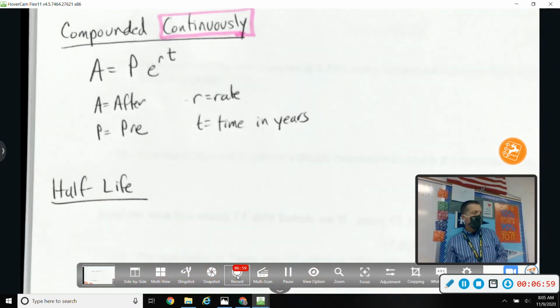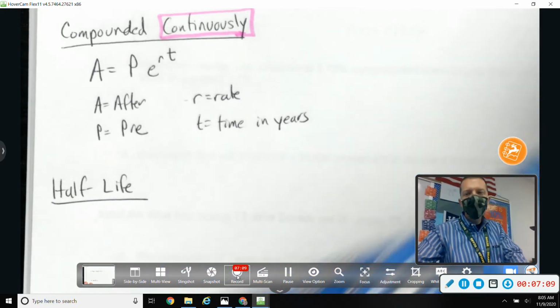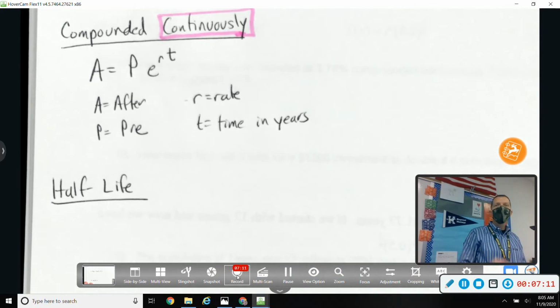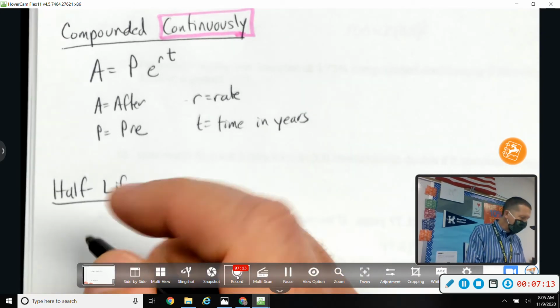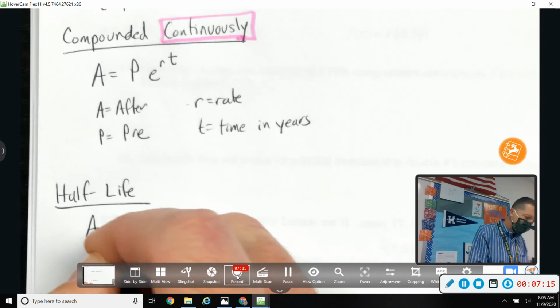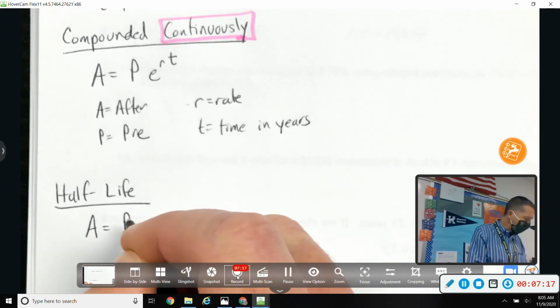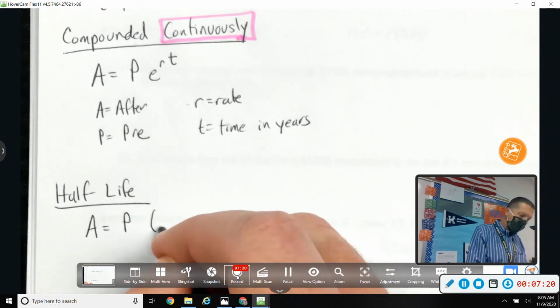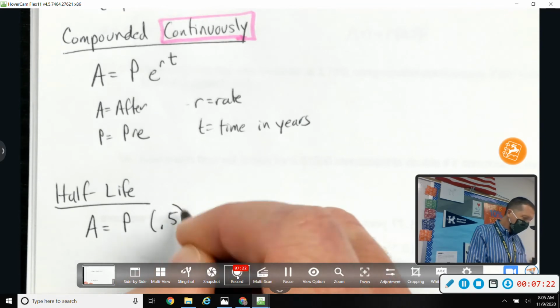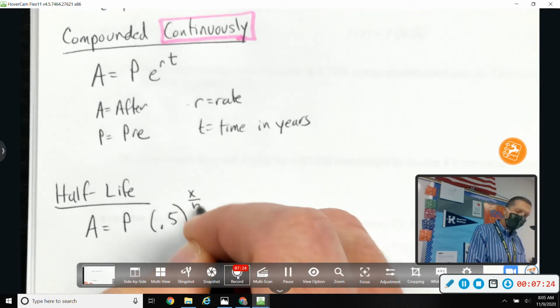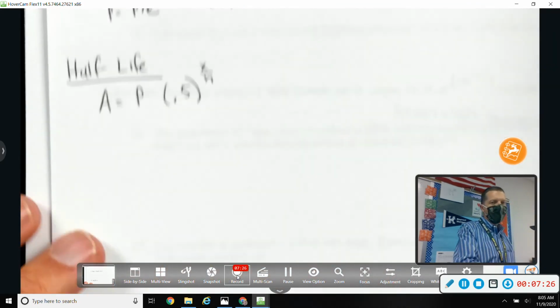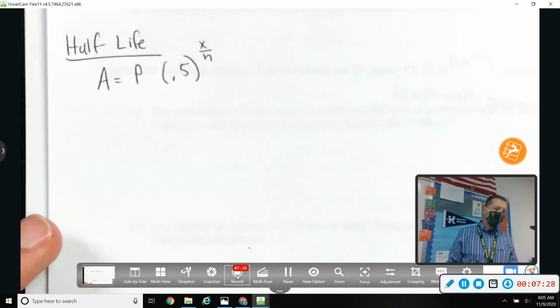Right, half-life formula. This is kind of a chemistry thing. If you've had chemistry, you know that there are some elements or compounds that decay, and when they do that, they follow this formula: A equals P times 0.5 to the x over h. The half-life formula.